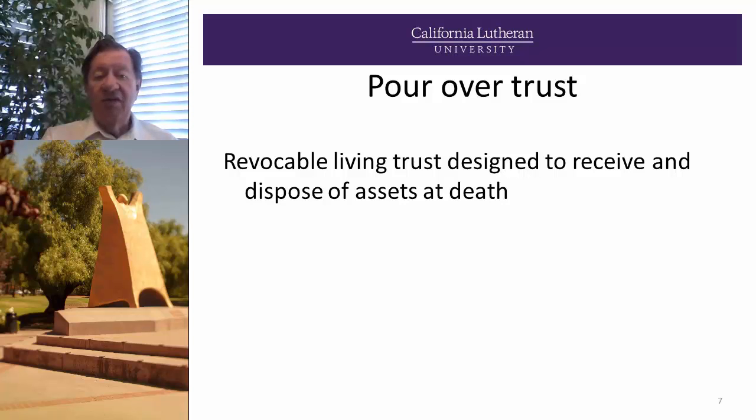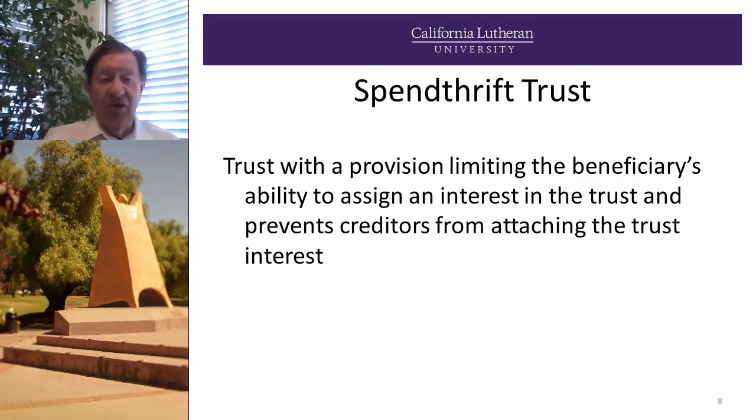Pour-over trust, a revocable living trust designed to receive and dispose of assets at death. Back in the second week, we had the Elvis Presley Trust that was in the information section, reference section. That was a good example of a pour-over trust, in which the trust is created by the will to take the assets at death and administer the assets after probate. In other words, too often after probate, the beneficiaries get the assets and they waste them. By use of a pour-over trust, you can protect the assets from being wasted or reduce it.